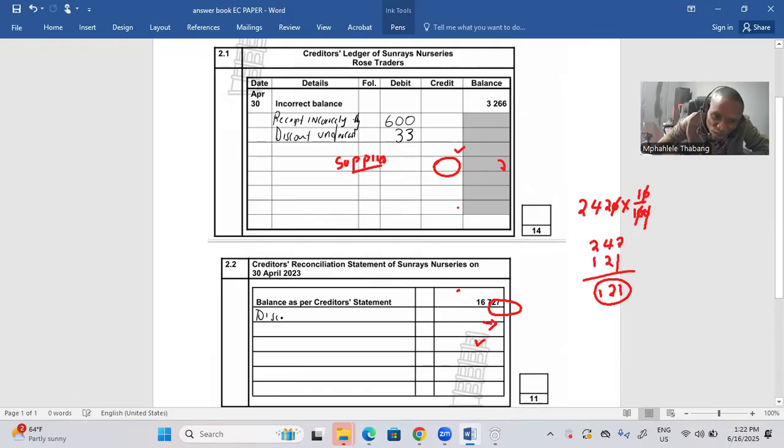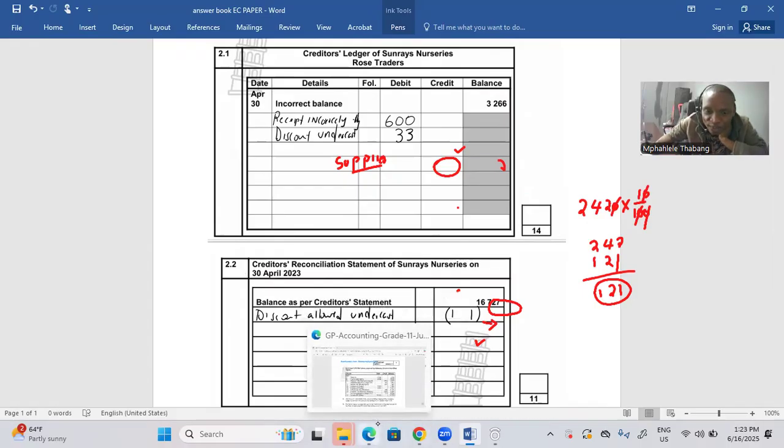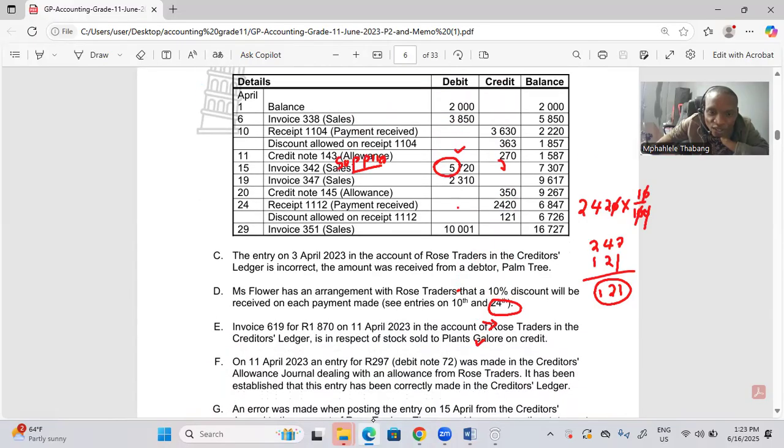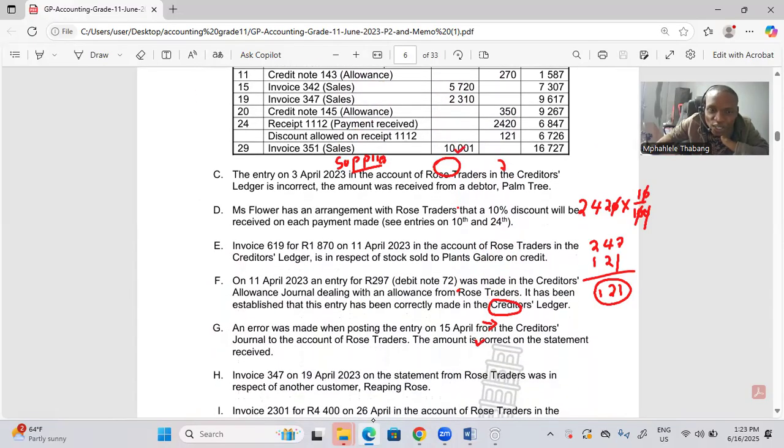Discount allowed under cost. We had recorded 121 instead of recording 242. So there is a shortage of 121, and the discount decreases the amount we have to owe to the supplier. So it must be on the bracket side. We must put it on the bracket. Okay. So let's go to E.